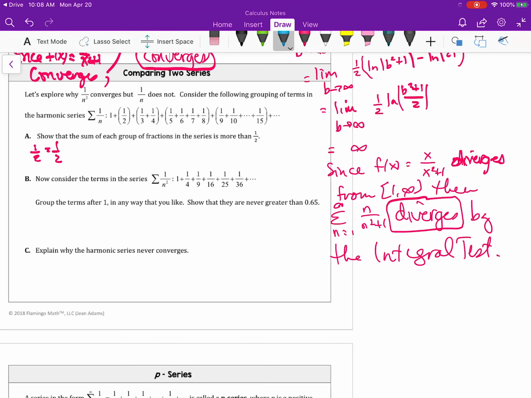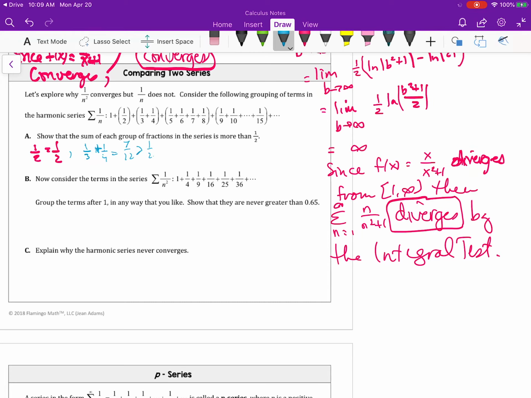Consider the following grouping of terms in the harmonic series. Show that the sum of each group of fractions in the series is more than 1/2. So you can see that that 1/2 is 1/2, right? So that works. I'm going to change colors.